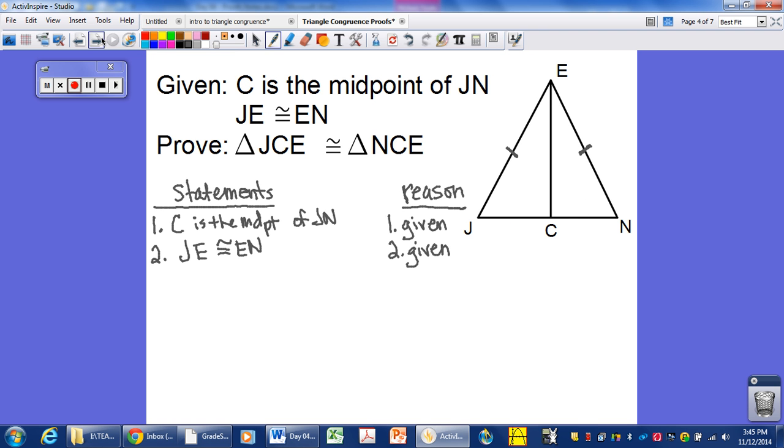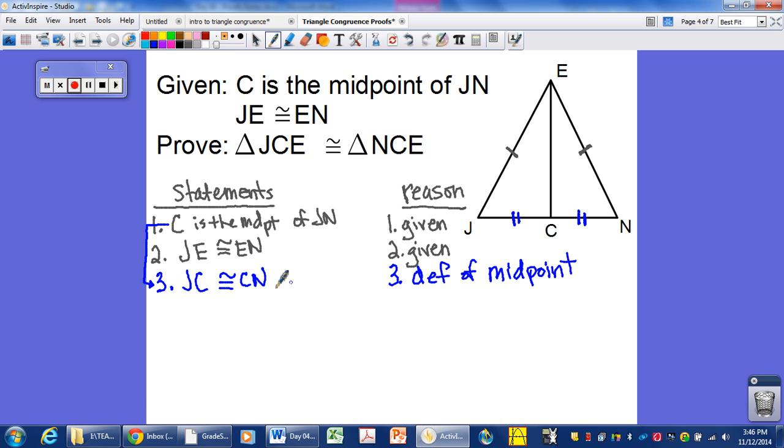So here is guiding question number 1. From the midpoint, because you're told that C is the midpoint, what do you know? Well, you know that this segment is the same as that segment. Midpoints make equal segments. So from the fact that we have a midpoint, we know that JC is going to be congruent to CN. That's what we know, and the reason is the midpoint definition. We define a midpoint as being equidistant from the 2 ends. So because we have a midpoint, you have congruent segments.